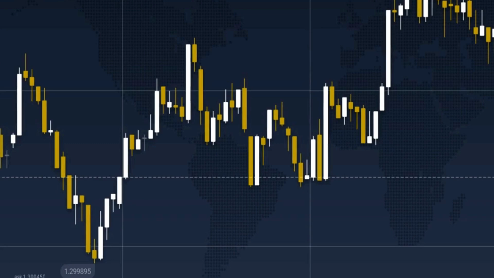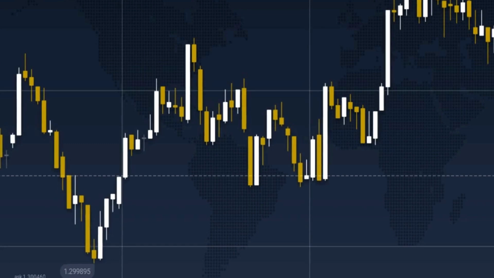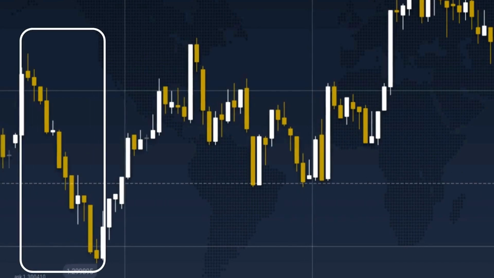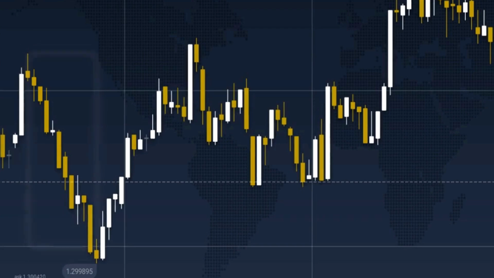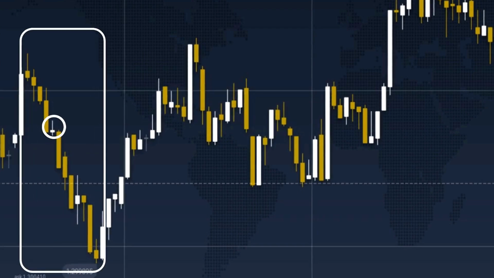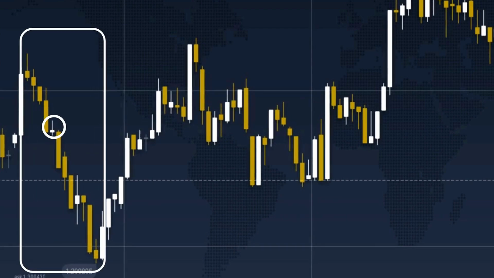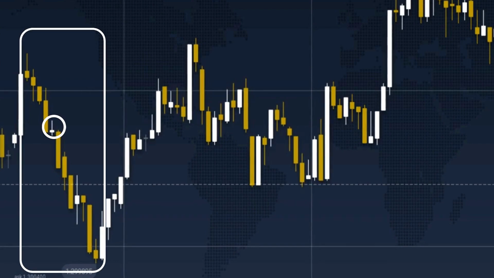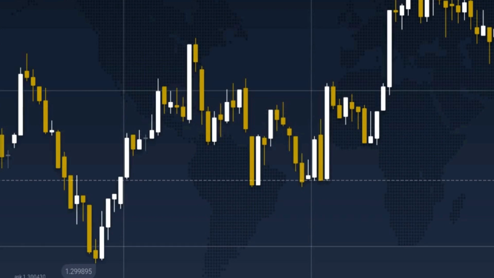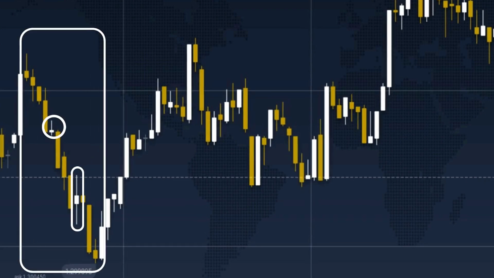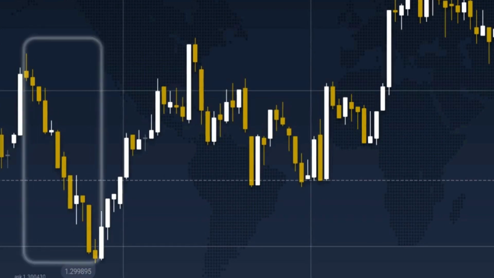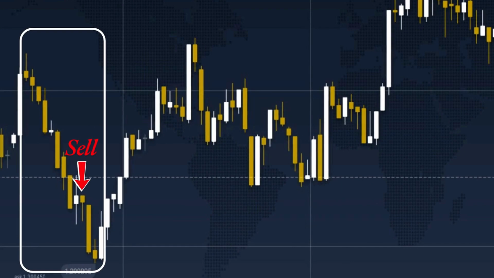It's a trend-following method, super easy to understand, even if you're a beginner. Here's the basic idea. When you see 2 or 3 candles of the same color, followed by 1 candle of the opposite color, and then again 2 or 3 candles of the original color, it's a signal. Wait for another opposite color candle to form. Once it closes, you're ready to take a continuation trade on the next candle.